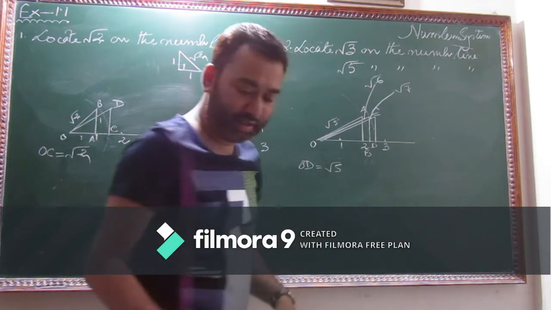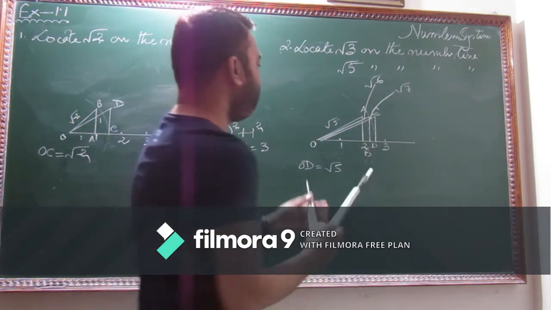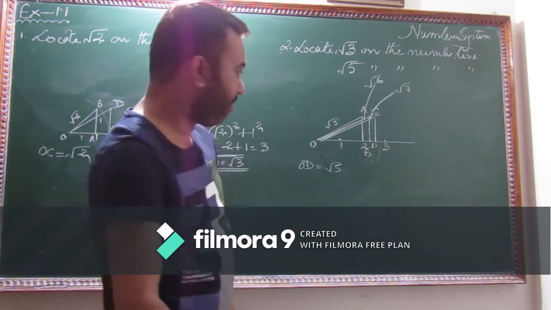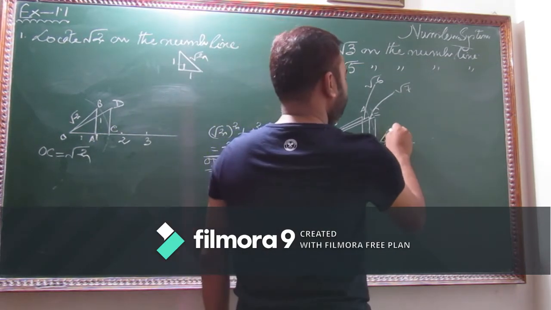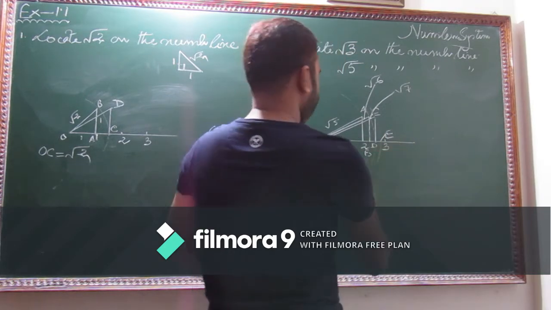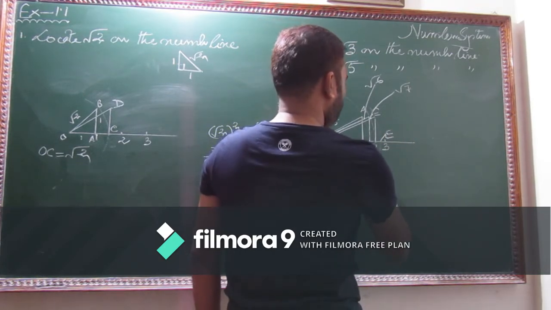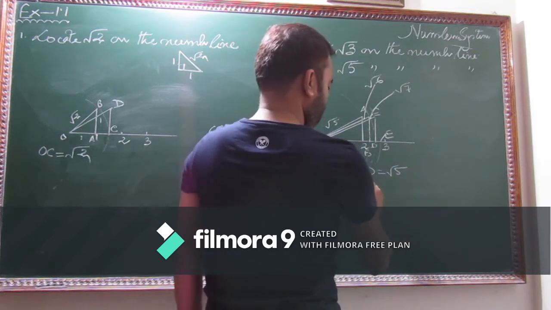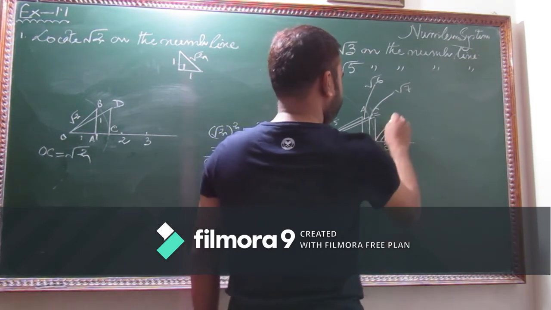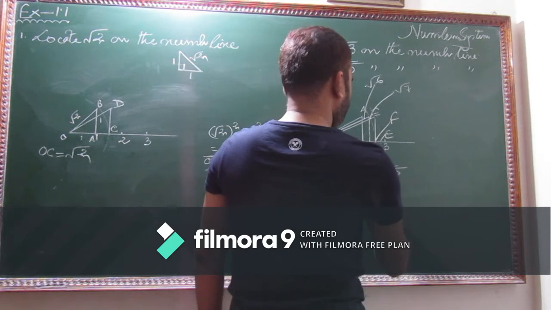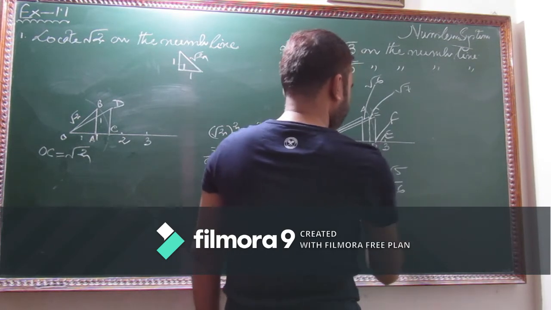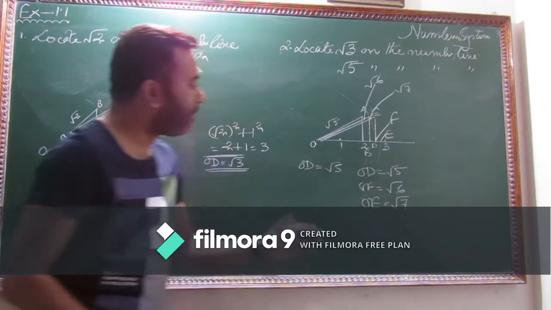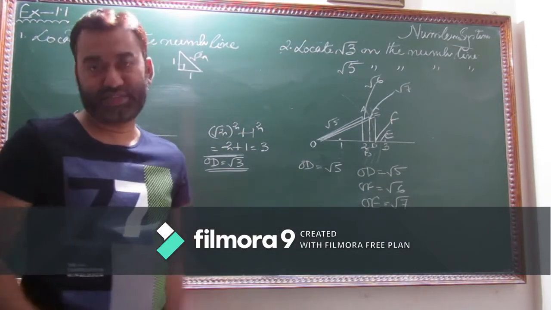I have to reflect root 7 on the number line. How is it possible? Yes, it is root 7. So if I consider this point as E, then OE is equal to root 7. OD is equal to root 5. Consider this is F, then OF is equal to root 6 and OE is equal to root 7. And in a similar manner you can draw all the numbers.